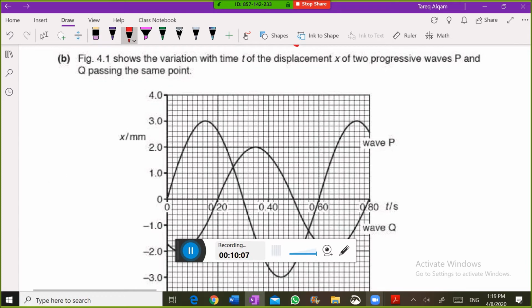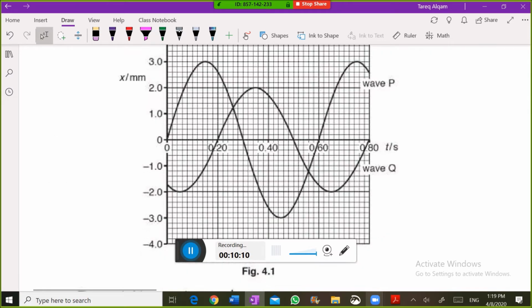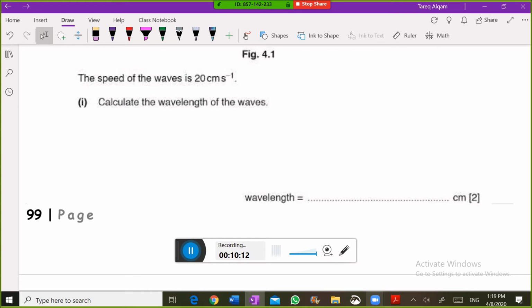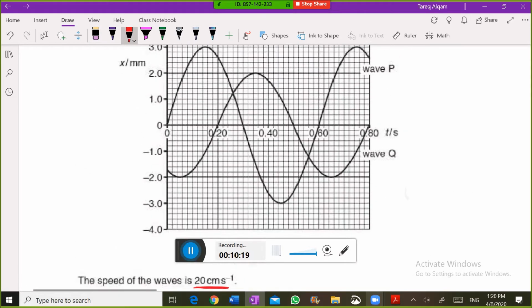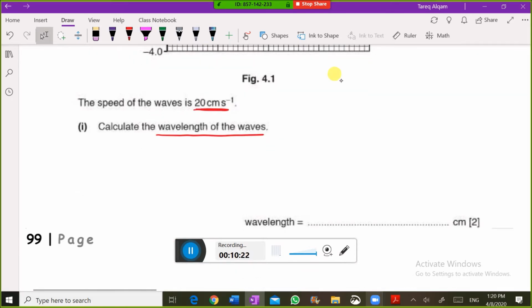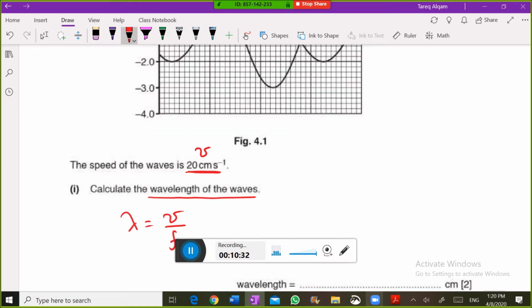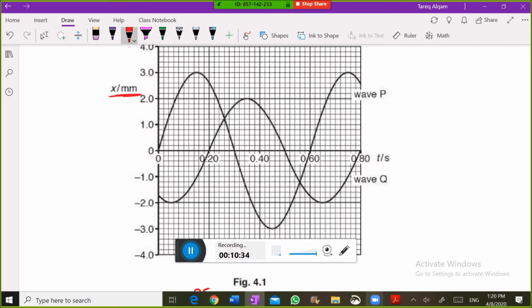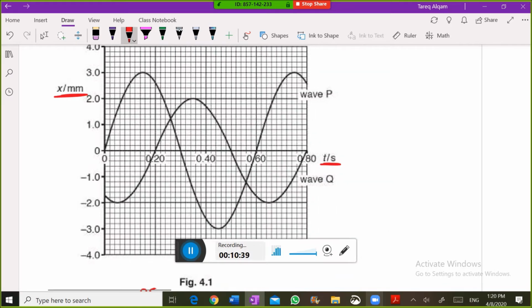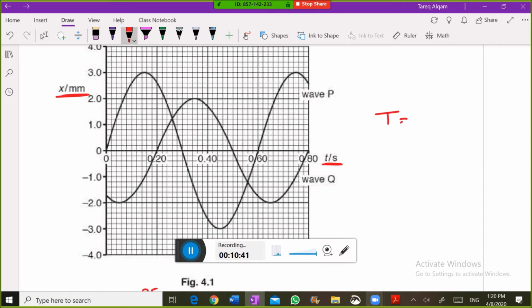Here we are given two waves, wave P and wave Q. The speed of the waves is 20. Calculate the wavelength of the waves. Guys, in order to find the wavelength, I have to find the frequency, because the speed is given. This is displacement versus time. From displacement versus time, I can find the period, guys.